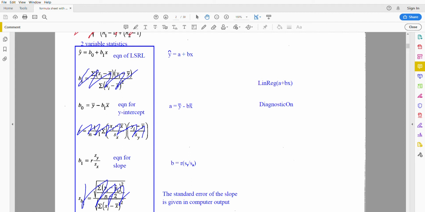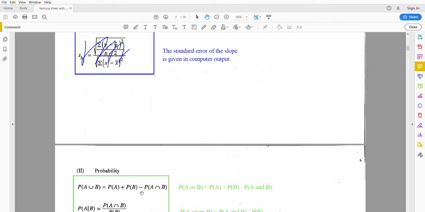This calculation would probably take 30 minutes maybe if you were doing it by hand. So there's no way they're going to ask you to do that on the AP exam. Okay, let's move on to the next page.